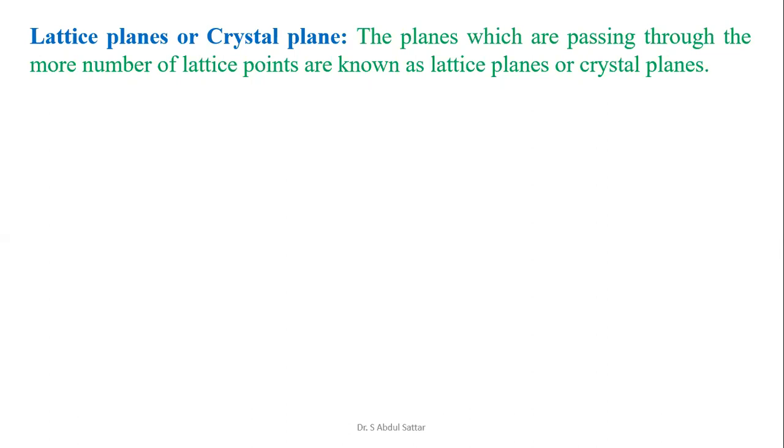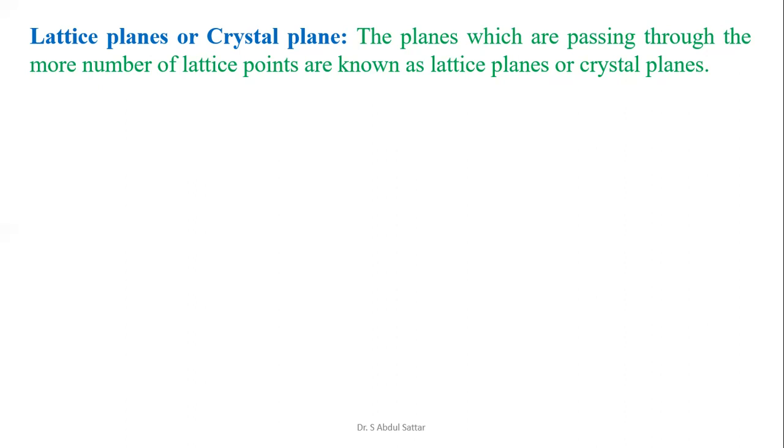First of all, I am defining what are lattice planes or crystal planes. Lattice planes or crystal planes are defined as the planes which are passing through the more number of lattice points. Here, more number of lattice points we have mentioned because we are defining only high dense planes, because those planes only reflect the X-rays. So therefore, the planes which are passing through the more number of lattice points are known as lattice planes or crystal planes.